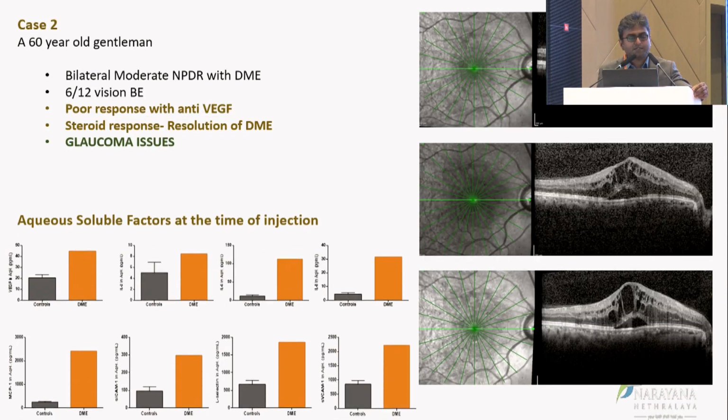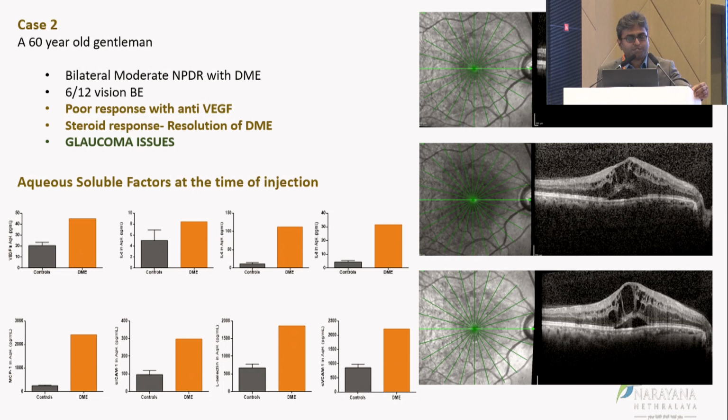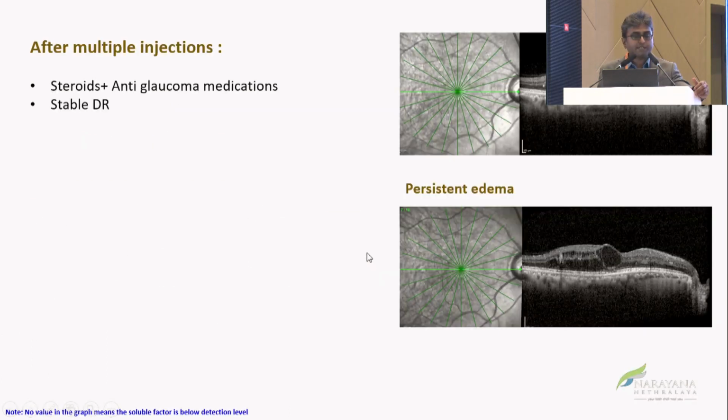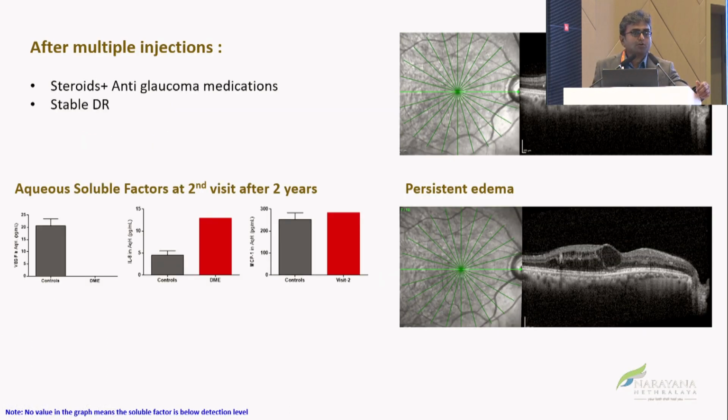Then again, second same case, glaucoma issues, patient with uncontrolled diabetes and recurring CME. So you can see the VEGF to be on the higher side initially, and all other factors also on the higher side. So with glaucoma medications, we went ahead and gave an IVTA. So this is how it was.